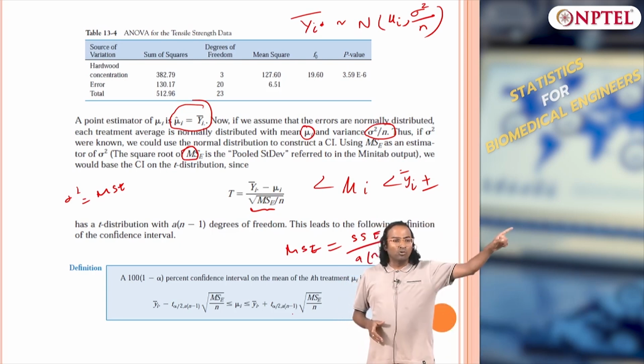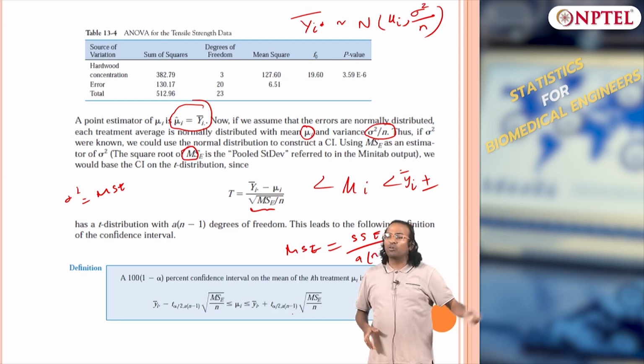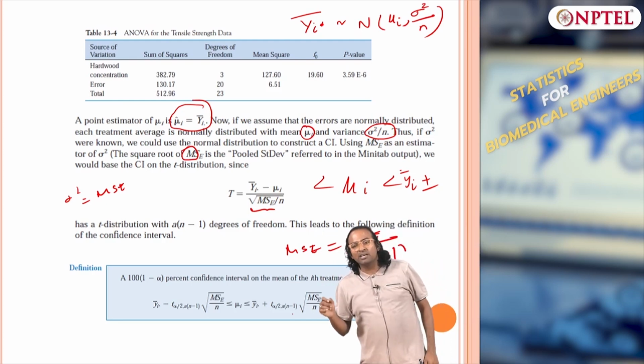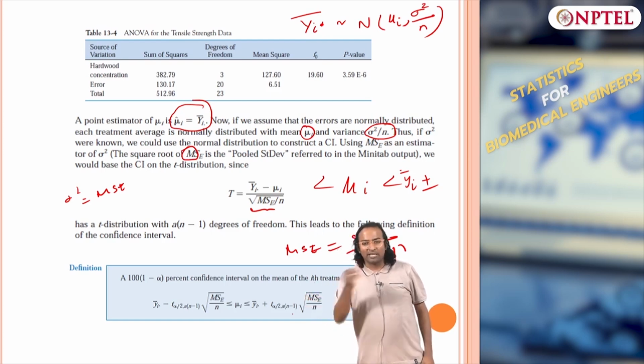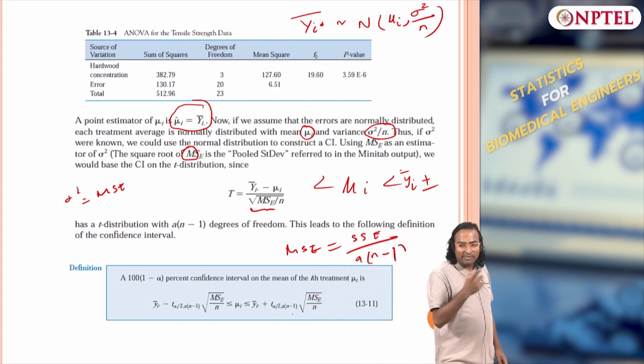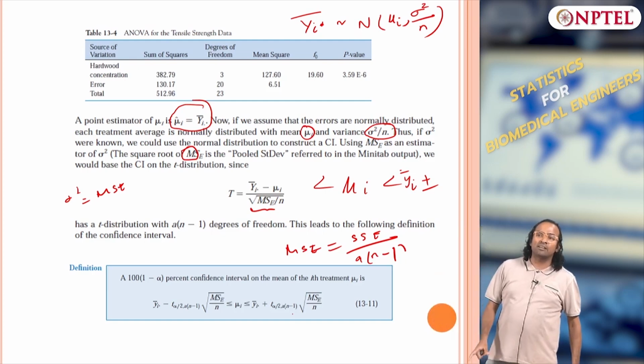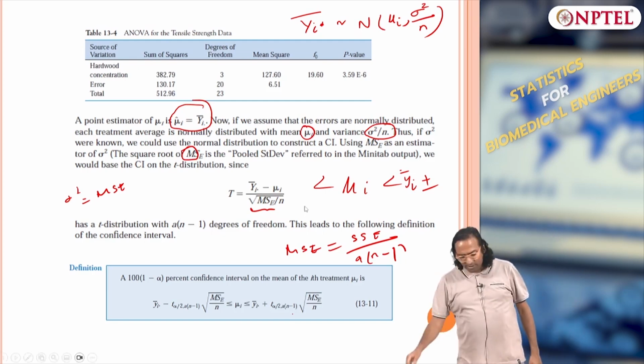It will boil down to a single sample. Now, what are you going to test? For each mu i, whether mu i is greater than 0 or not, that is, at least one of the mu i is not equal to 0. Then if you construct a confidence interval, the confidence interval should give you an idea.